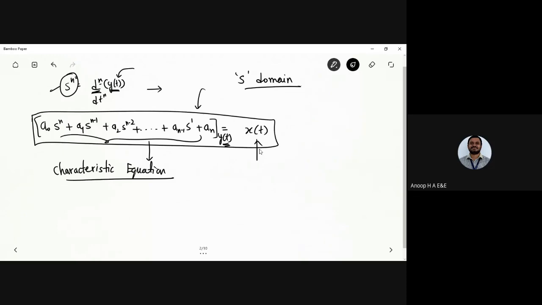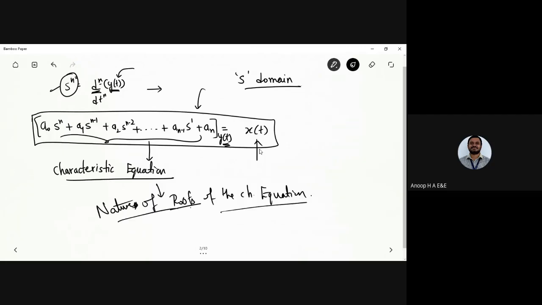Depending on the roots of the characteristic equation, or the nature of the roots after finding them, the nature of the characteristic equation plays an important role in finding the response of a system. The response of a system is quite similar to the output of the system. So y(t) is generally called the output of the system or the response of the system.